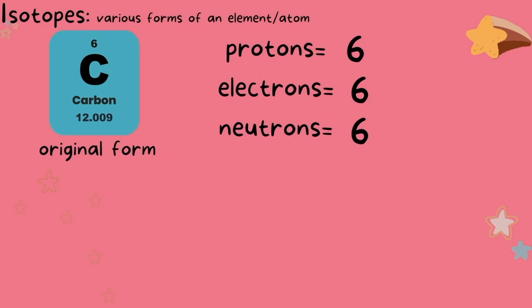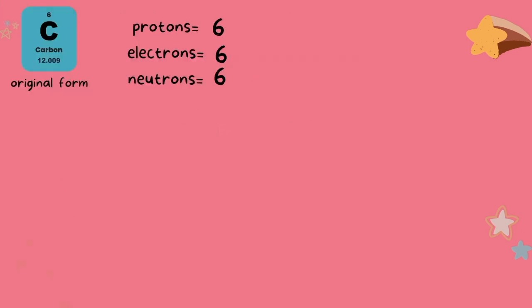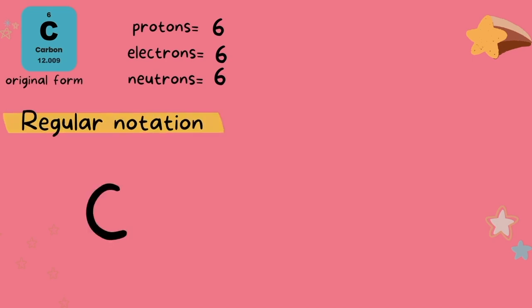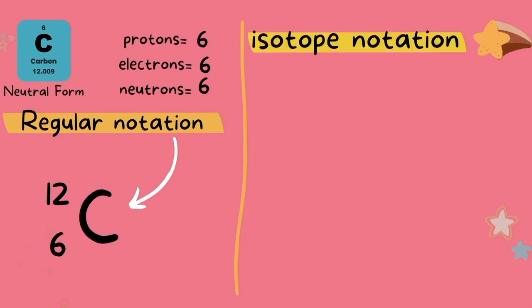I'm going to show you what this would look like in regular notation so you can compare it side by side to isotope notation. So we start by putting the elemental symbol, followed by the mass number at the top and atomic number at the bottom. Now let's compare this carbon in its regular form to carbon in its isotope form. So carbon has various isotopes, too many to write down, but I'm going to give you an example of carbon-13 and carbon-14. Both are isotopes of carbon.